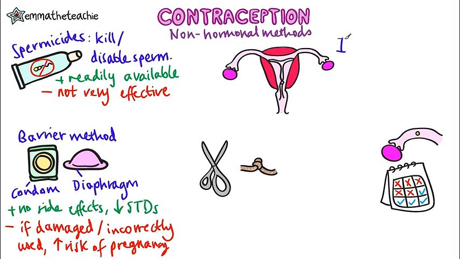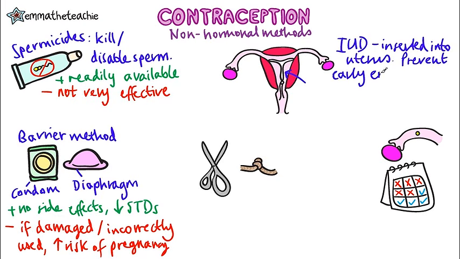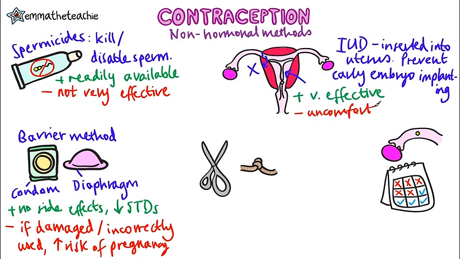Here we've got an IUD, or an intrauterine device. This is inserted into the uterus, just like you can see over here. It works by preventing early embryos from implanting into the uterus lining. Some of them will also contain progesterone. The big advantage is that it's very effective, and once inserted, it's obviously very long-lasting. However, in the early days, it can be uncomfortable and cause some period pains.